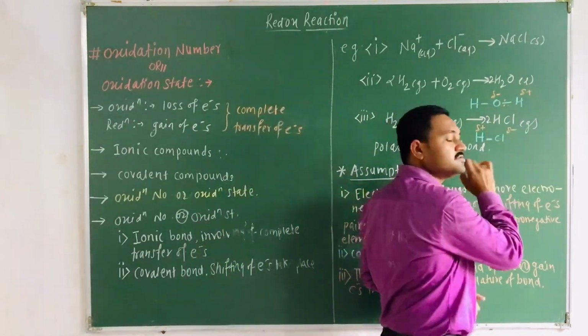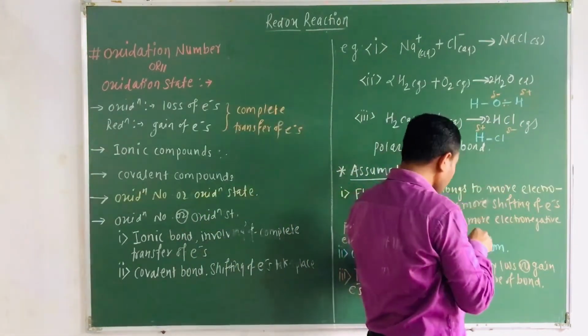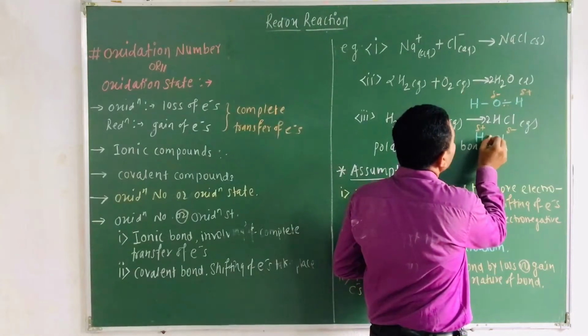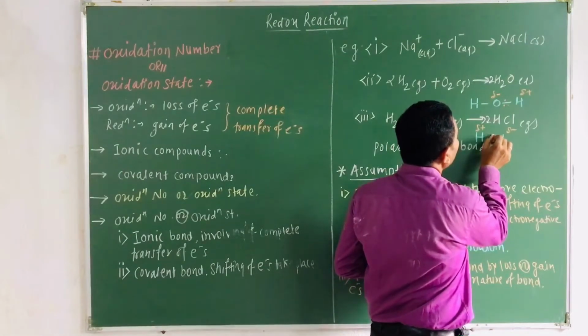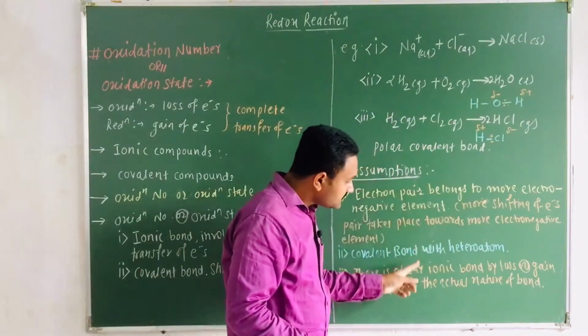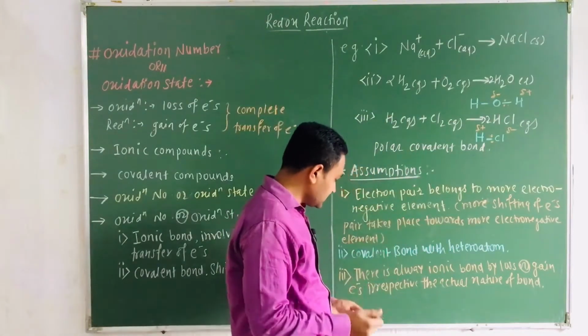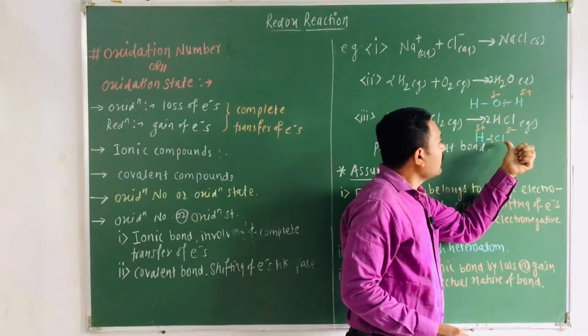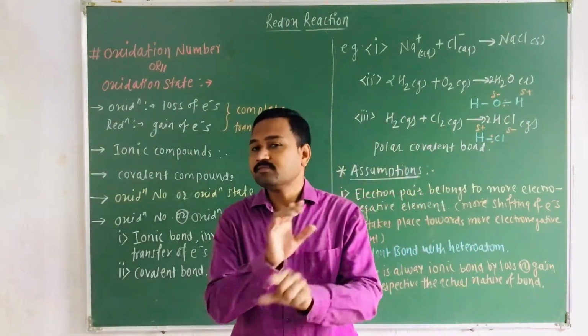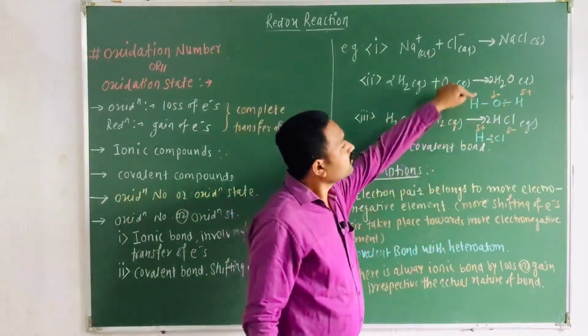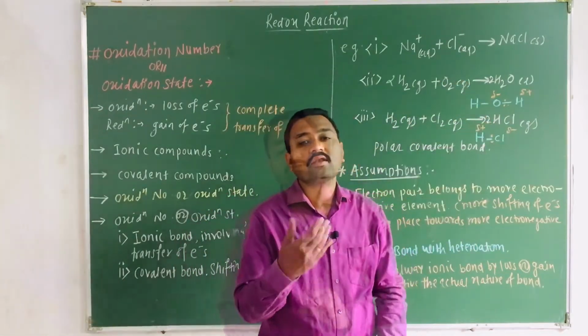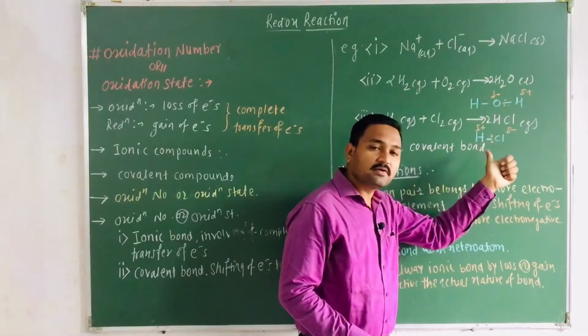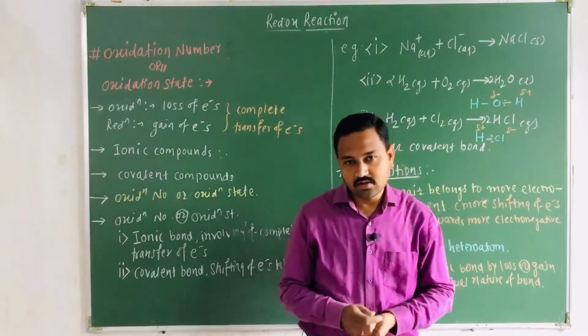Chlorine is more electronegative, so whatever the contributing electron pair, it will be shifted more towards the chlorine atom. So on the basis of these three assumptions, though this bond is a covalent bond, we are going to treat it as an ionic bond. If we treat it as an ionic bond, we can classify those reactions into redox reactions.